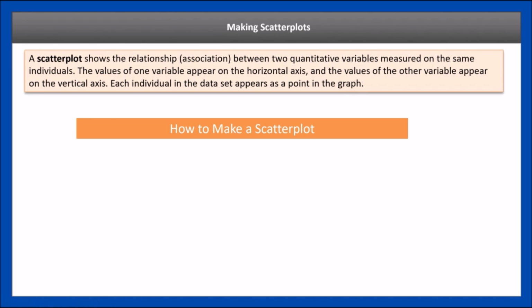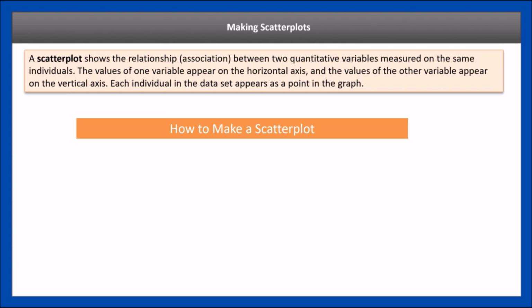Let's look at the scatter plot. Now we want to display the relationship between the two variables. And how do we do that? We do that with a scatter plot. The scatter plot shows the relationship between two quantitative variables measured on the same individuals. The values of one variable appear on the horizontal axis, and the values of the other variable are on the vertical axis. Each individual appears as a point in the graph.